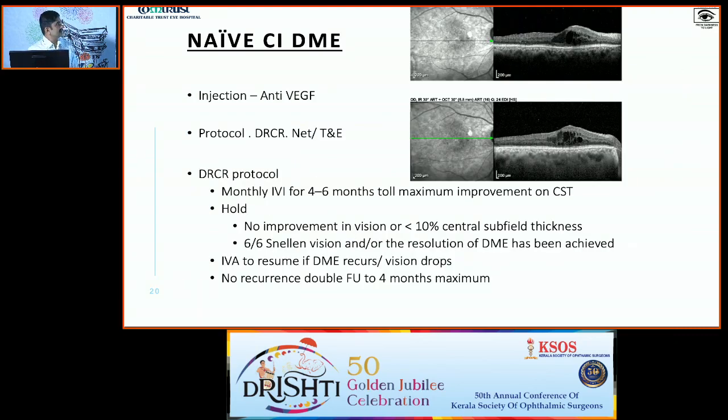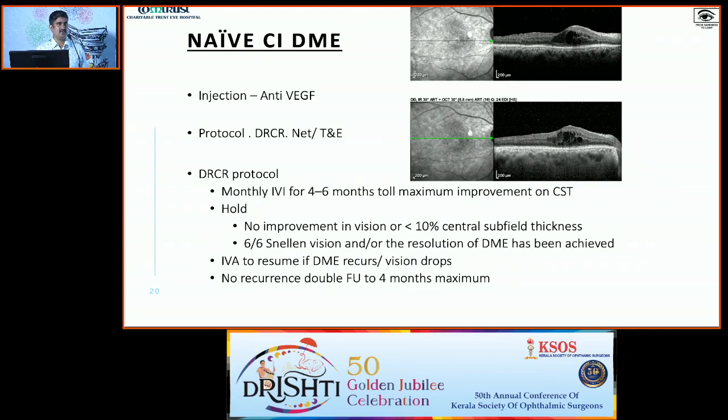This is the center involving DME where the vision is already affected. Here, always the first line of treatment is anti-VEGF injection. You have two protocols you can follow. Either the DRCR protocol, which is most commonly followed, where we inject monthly continuously until maximum improvement, less than 10% improvement is achieved. So after one injection, if there is an improvement which is less than 10%, then you consider it as no improvement, and at that point you can hold the treatment, and there is no vision improvement also.